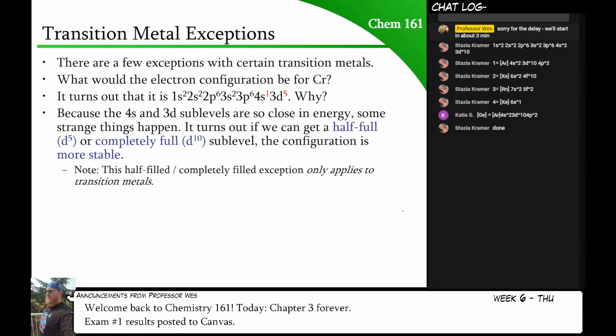The result is you get a slightly more stable electron configuration. The electrons are in overall lower energy if you do this, and that ends up if you land on a D5 or a D10. And so remember, to get to a D5, you have to have a D4, and to get to D10, you have to have D9.